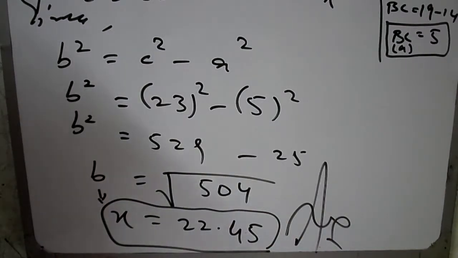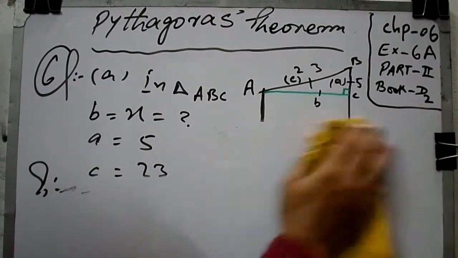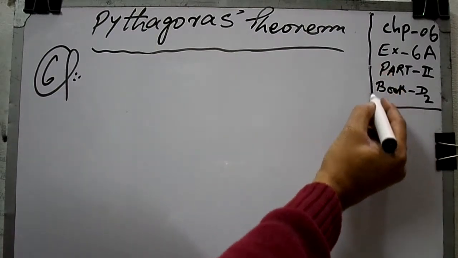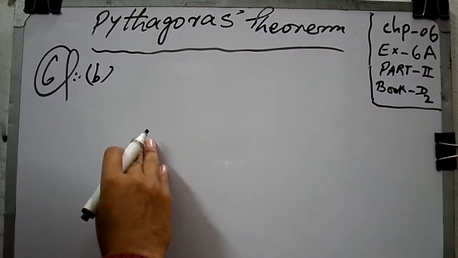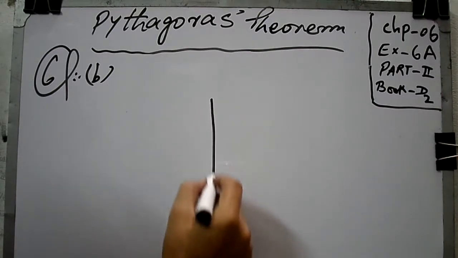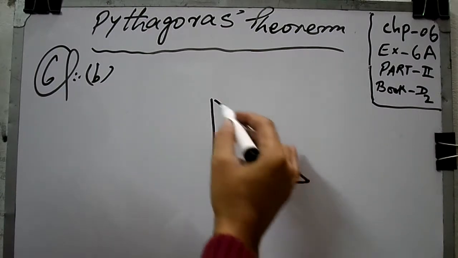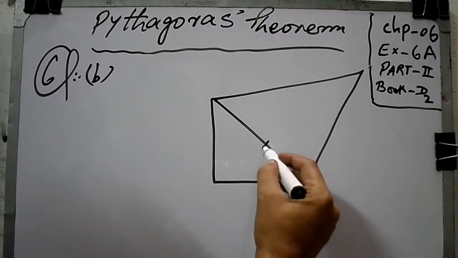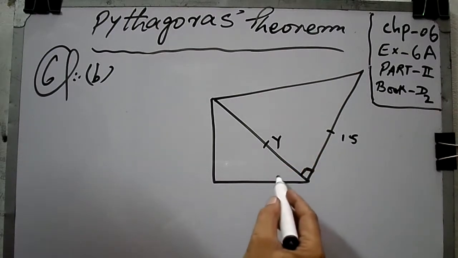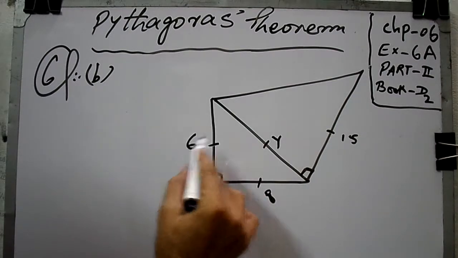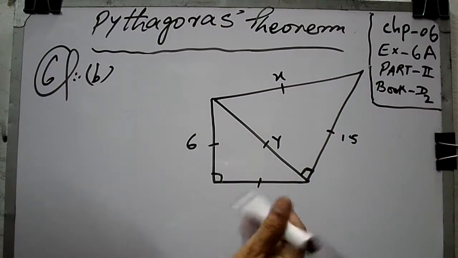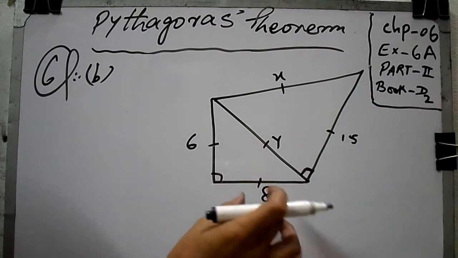Now coming to the B part of the same question. In B part, you can see a triangle is given to you, and this triangle is like this. Here 90 degrees is found, here is your y, that is your 15, that is your 8, this one is your 6, and that one is your x. So this is the given condition. You have to find x and y. These two sides are known to us if you take this triangle. So give the names of these two triangles.